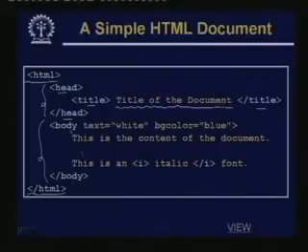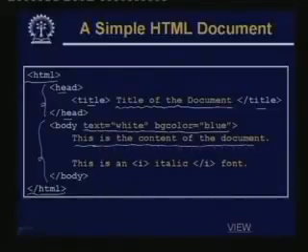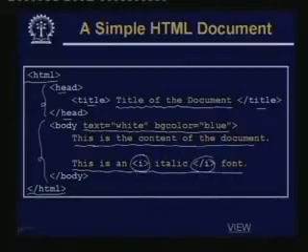In the body, the first thing we have specified is the begin body tag, to which we have added attributes specifying that our text color will be white and our background color will be blue. The actual body of the document is this. This is the content of the document, some text which will come. This is an italic font. You see, there is a begin italic and an end italic, so the intermediate word should come in the italic font. Now, when this particular HTML document gets displayed on the browser, it will look something like this.